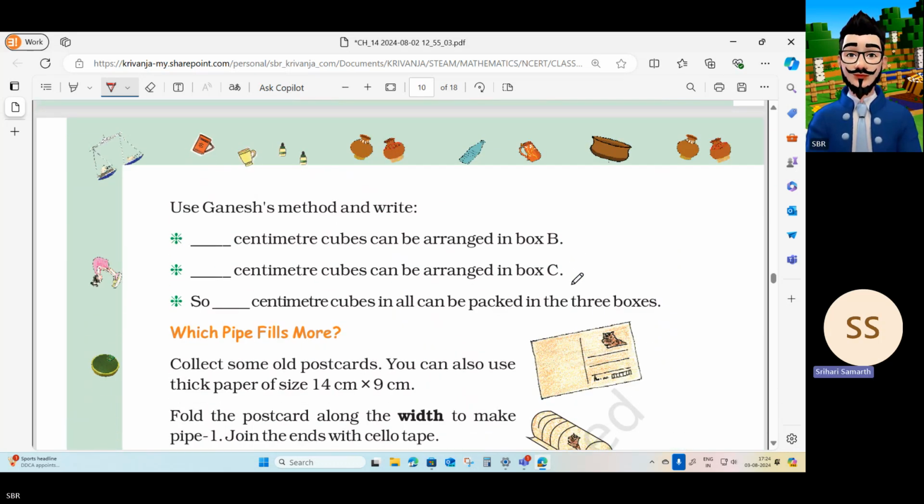Okay. This is our third page for today. Use Ganesh's method and write. These three questions we've already done, don't worry. Dash centimeter cubes can be arranged in box B. 1210. Very good. Next. Dash centimeter cubes can be arranged in box C. 1350. Very good. Read it. Dash centimeter cubes in all can be packed in three boxes. 3760. Very good. Okay, good. Next activity.